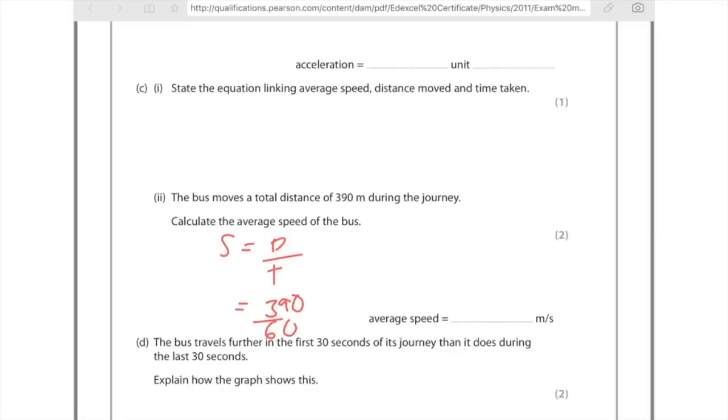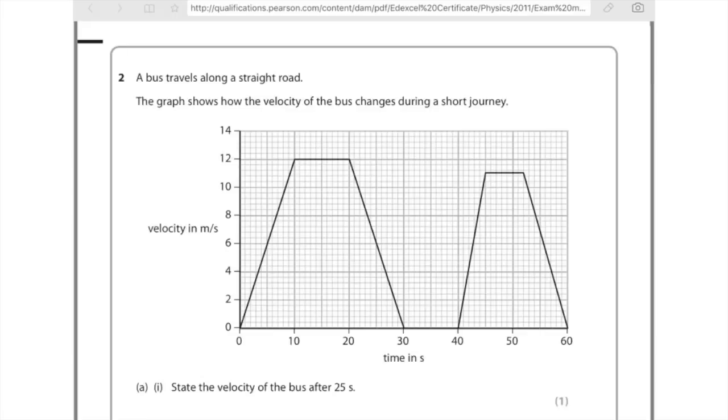The bus travels further in the first 30 seconds of its journey than it does during the last 30 seconds of this journey. Explain how the graph shows this. Well, remember that I told you distance is given by area under the graph line, and you can see that the trapezium for the first 30 seconds is way bigger than the one for the second 30 seconds, so therefore clearly the bus travelled further.